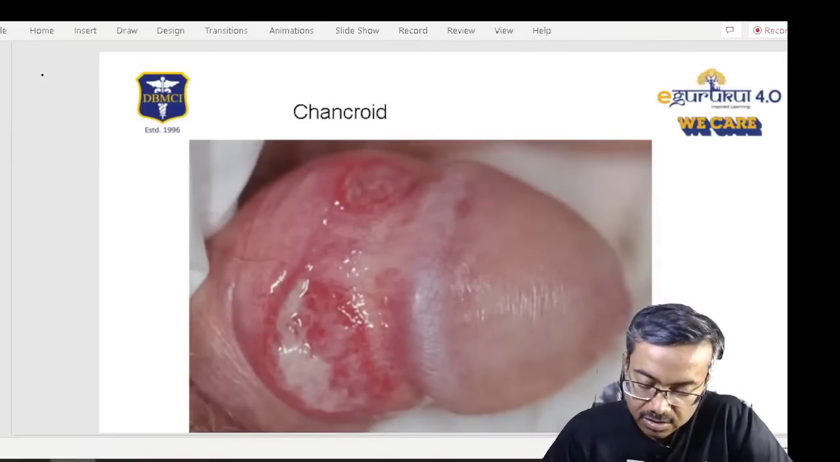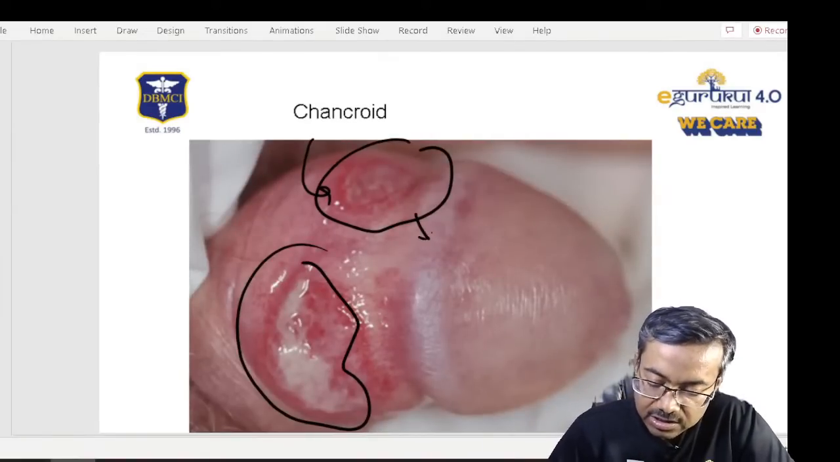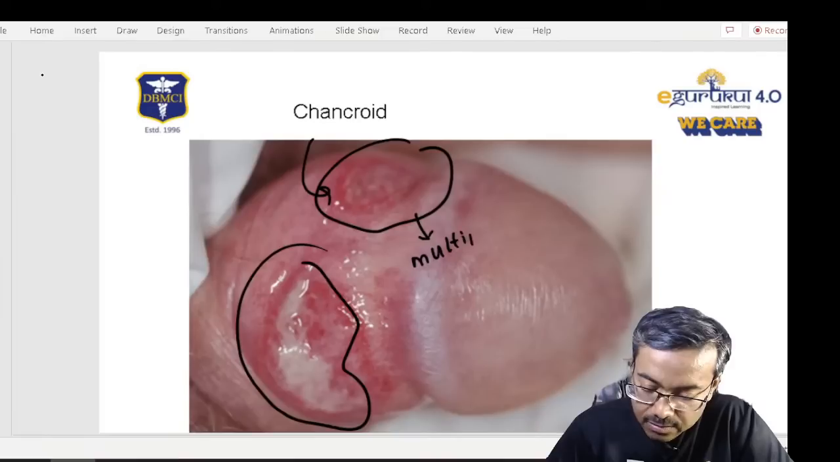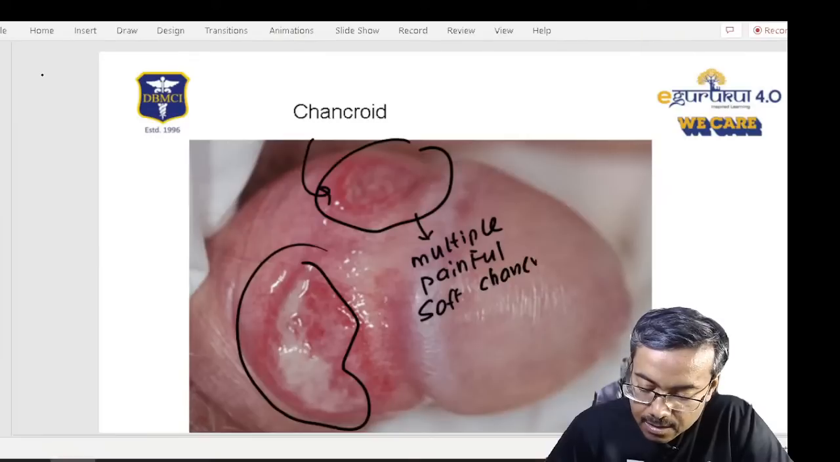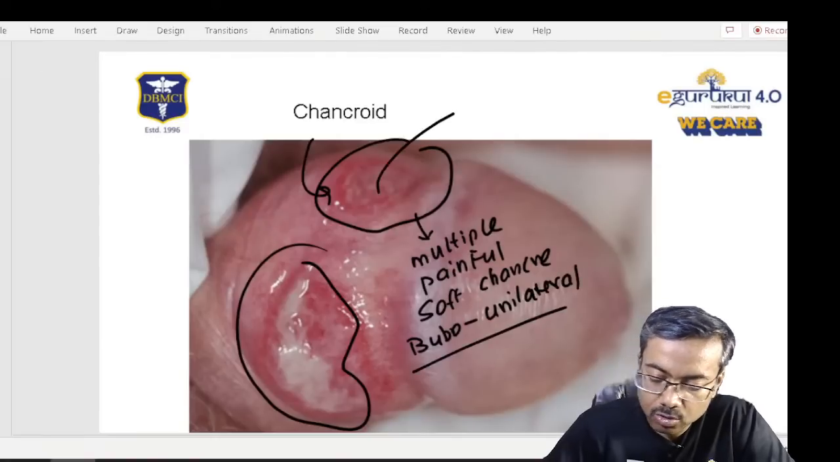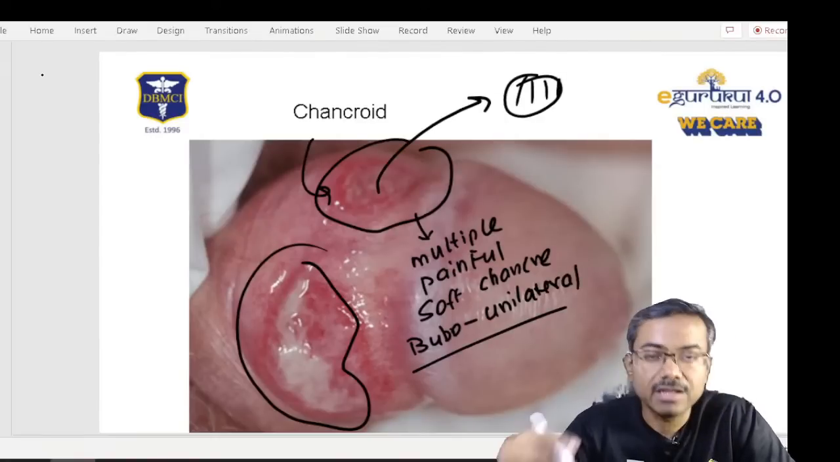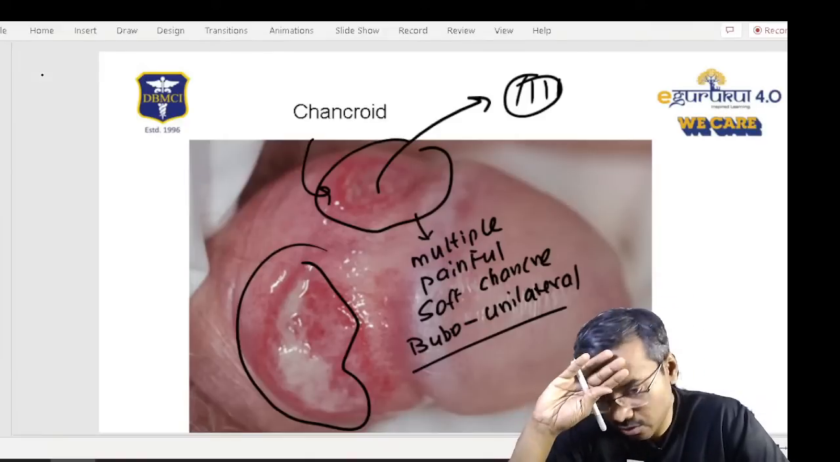This is just to show you the chancroid lesion. You can see this ulcer. Usually these are multiple ulcers in chancroid. Multiple painful soft chancre, typically with a bubo, which is usually unilateral, meaning one-sided bubo. So you'll have a lymph node here in the inguinal area, which is going to be very painful. This is going to be the chancroid disease.